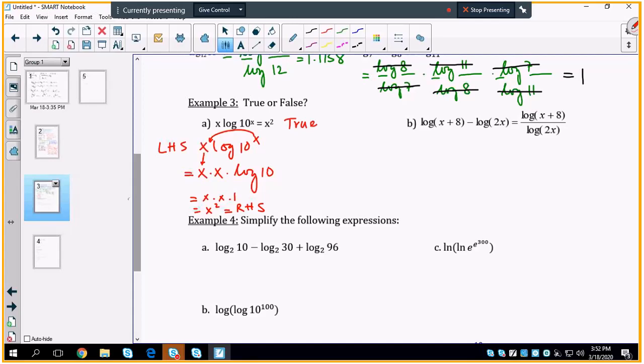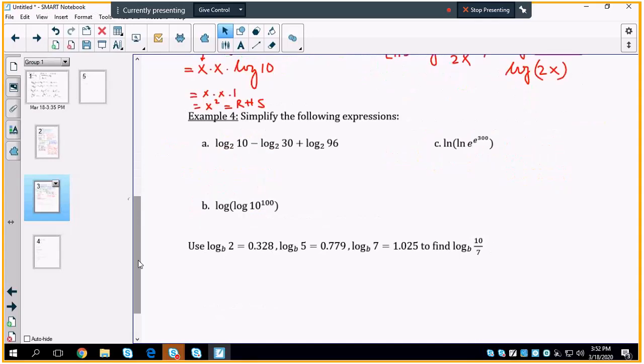How about the second one? Well, I see a subtraction between two logs, so I can write it as log of (x plus 8) over 2x using the quotient rule, and that's the left hand side. But see, this is not equal to the right hand side. The right hand side is log of (x plus 8) divided by log of 2x. So I distributed the log, which I cannot do in quotient rule. So I will say that this expression is a false expression, and that would complete the true-false arguments.